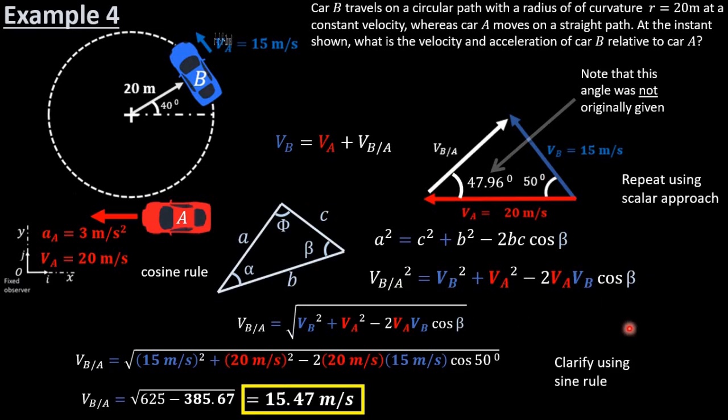You can also clarify this using the sine rule, because now we know this angle, which is going to correspond to alpha, and we know beta here. We know what this side is and this side, and also this side because we just found it here. So you can clarify this using the sine rule if you want extra clarification.